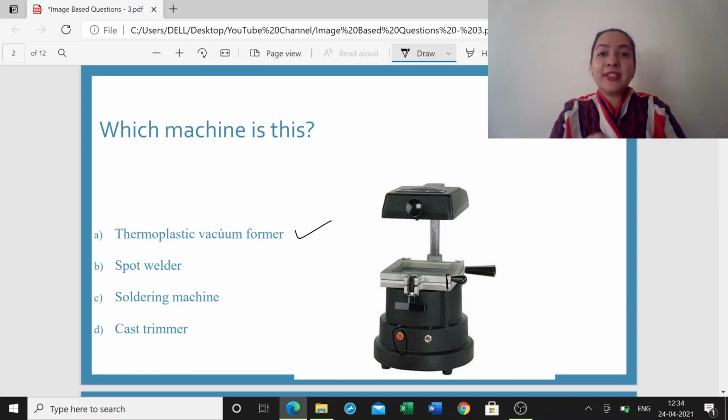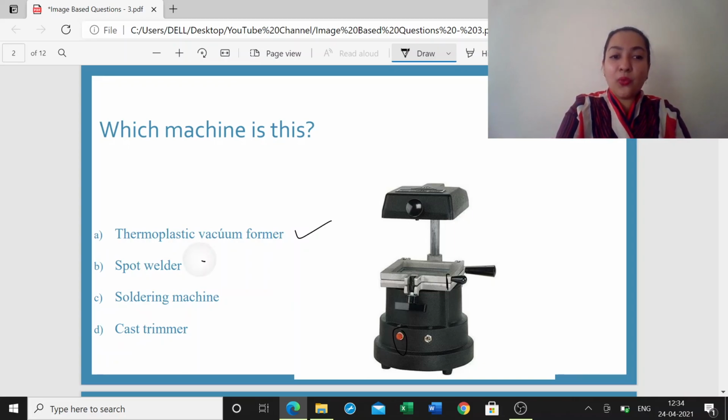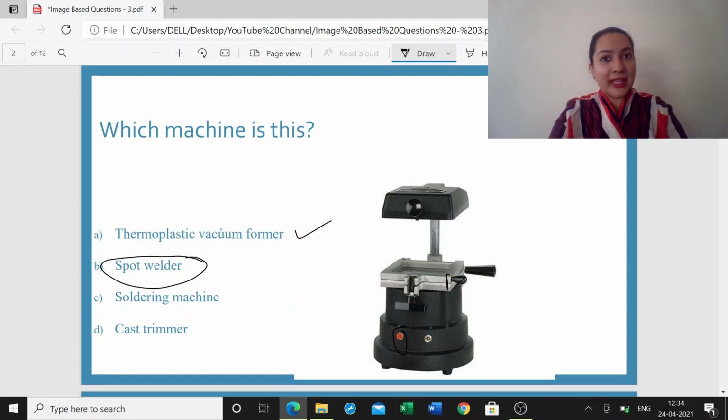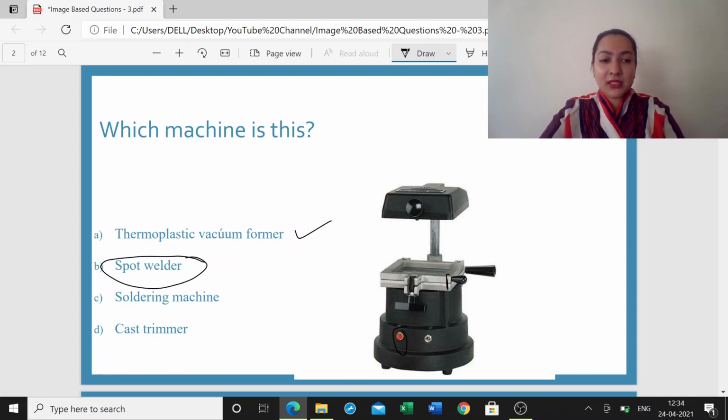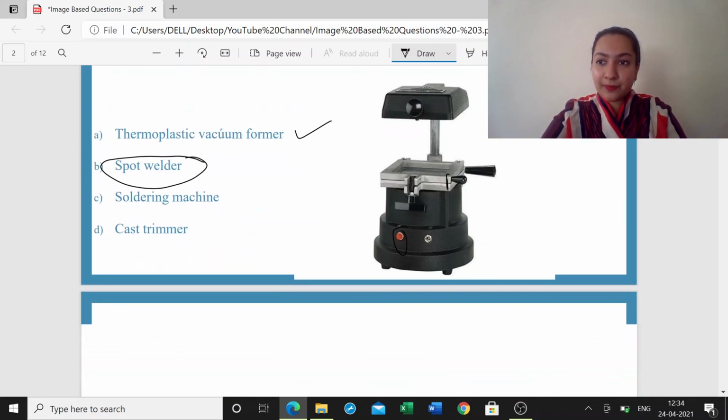In case you have seen my previous videos, you will know what a spot welder is, because I've already shown you the image. The soldering machine, as told, is like a flame-shaped pen, which helps in soldering. A cast trimmer is something you must have used in either prostho or ortho. So simple, now you know how a thermoplastic vacuum machine looks.